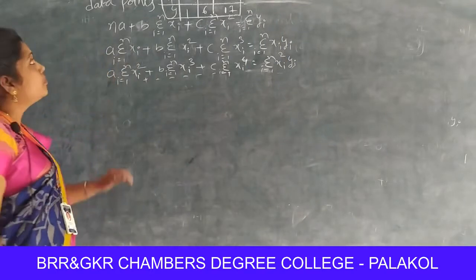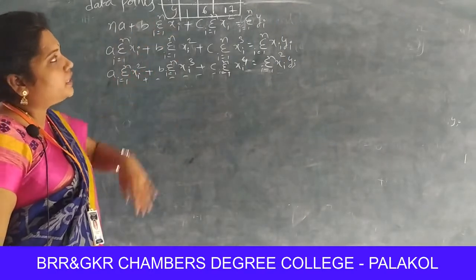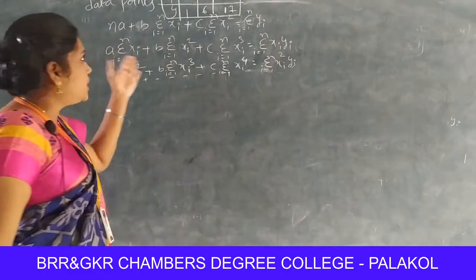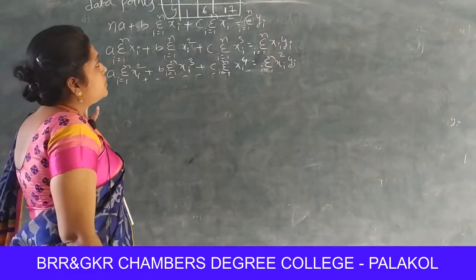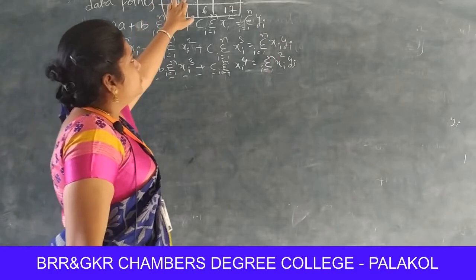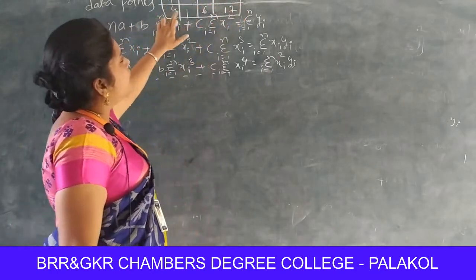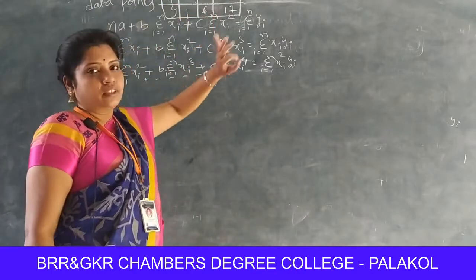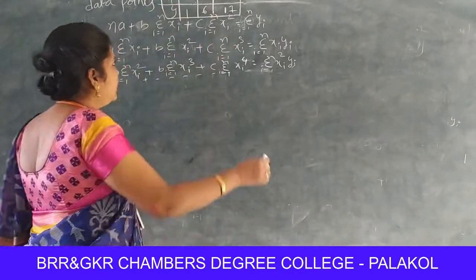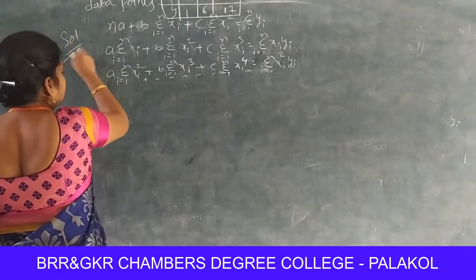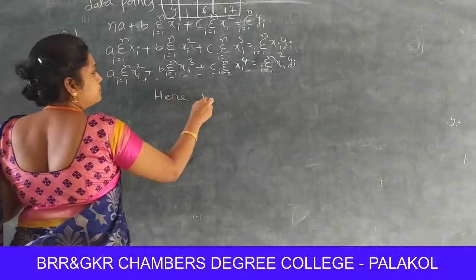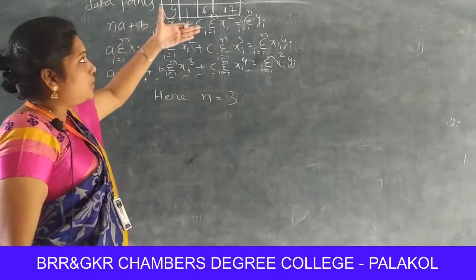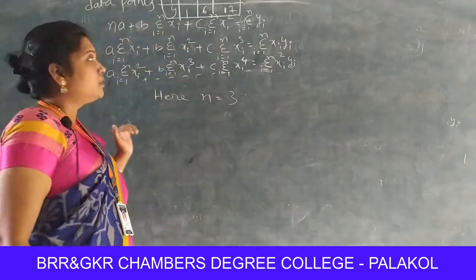This is the problem. Find a polynomial of second degree to the data points. The data points are x values 0, 1, 2 and y values 1, 6, 17. So the number of ordinates is only 3, so here n is equal to 3. A second degree polynomial is nothing but a parabola.